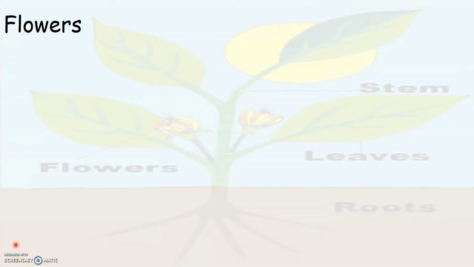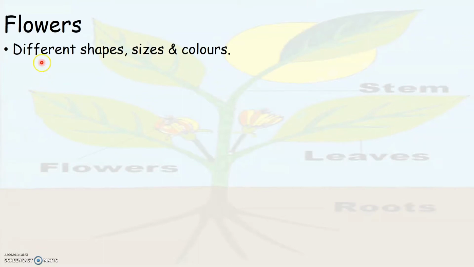Many plants bear flowers. And just like how leaves are available in different sizes and shapes, flowers are also available in different shapes, sizes and colors. The very first thing that comes to our mind whenever we see a flower is to smell it and see whether it has a good smell or not, isn't it? Yes. Most of the flowers have a pleasant smell.